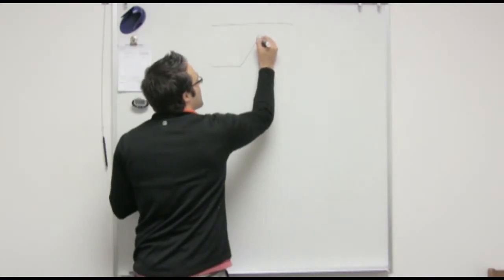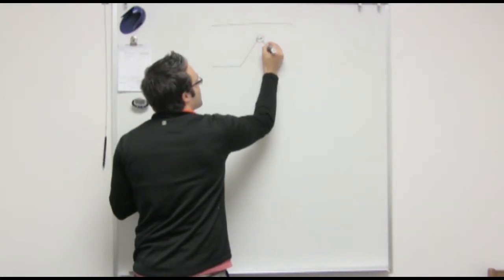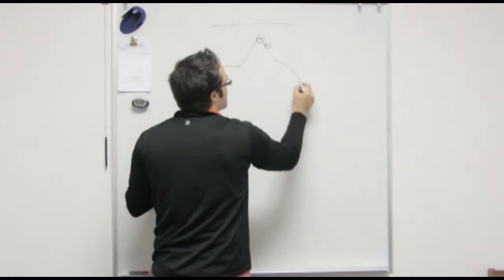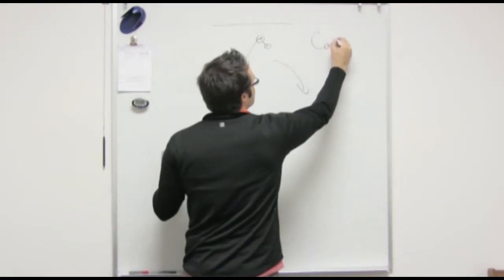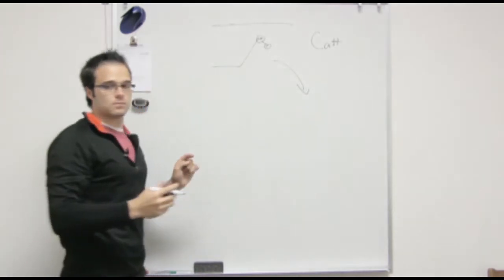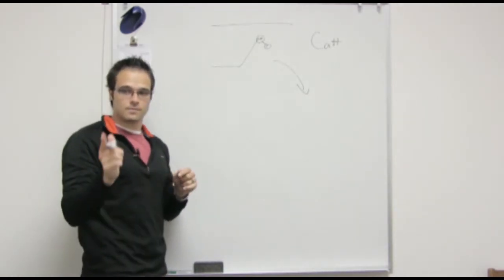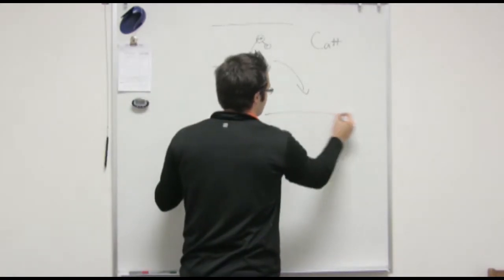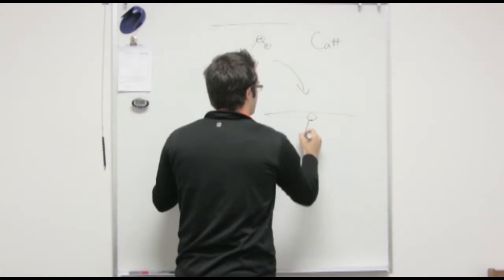So it has ADP with a phosphate hanging out. Yeah, that's right. Okay. So then in comes calcium, and that allows the myosin heads to attach to the troponin. Perfect. So now the head is attached.